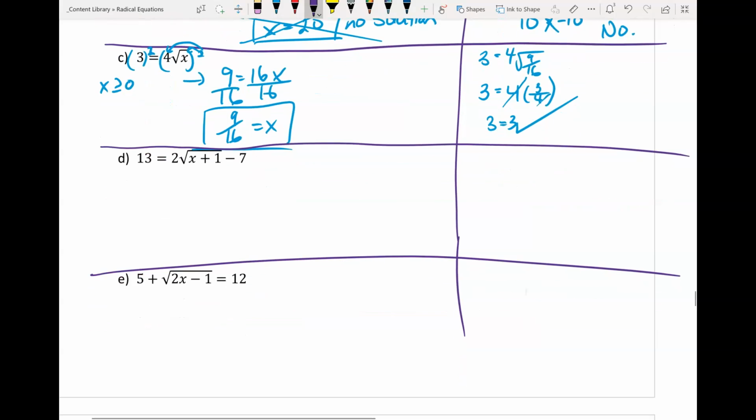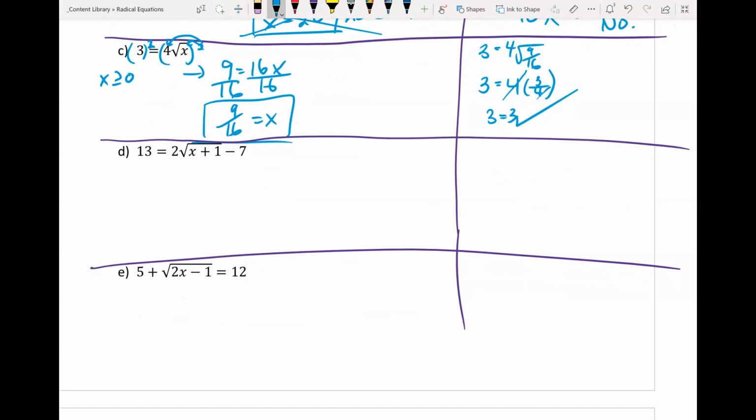Moving on to D. Before I square both sides, I'm going to get rid of this -7 because I can move that to the left-hand side of the equal sign if I add 7 to both sides. So 13 plus 7 is 20. Now this is a lot easier for us to square both sides. Another thing I could also do before I begin is divide both sides by 2, because I can do 20 divided by 2. And that's 10.